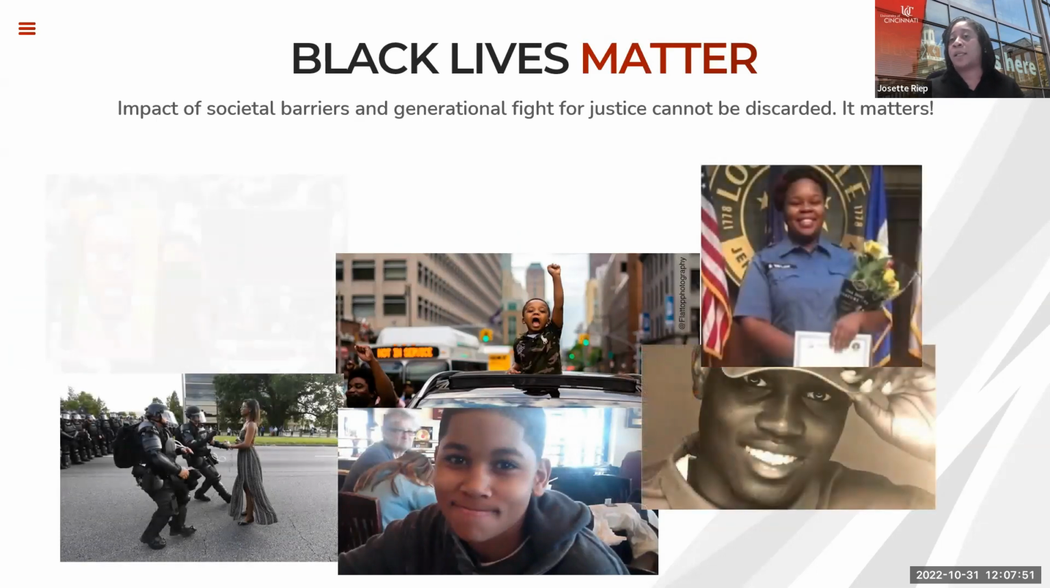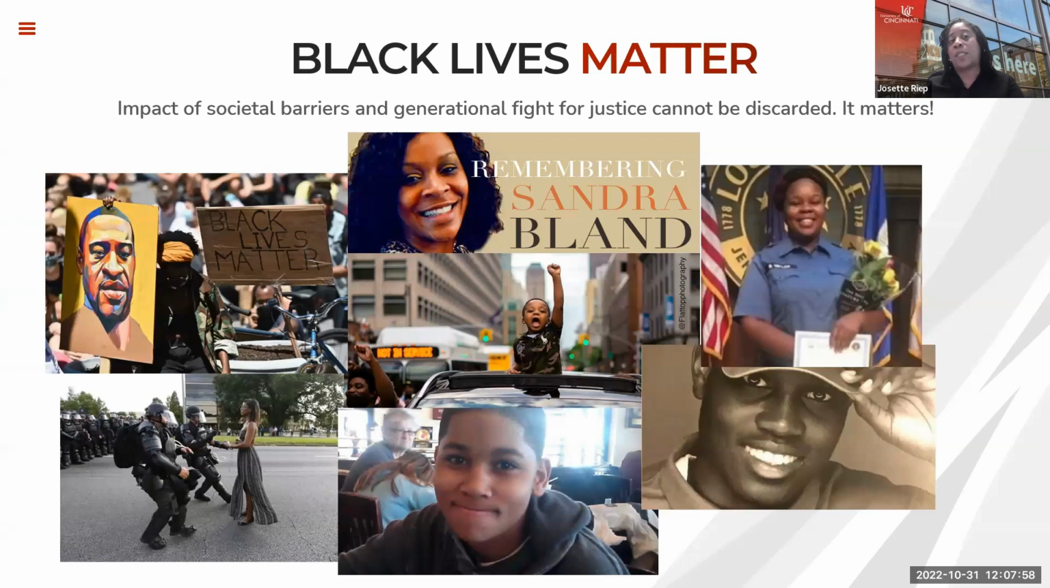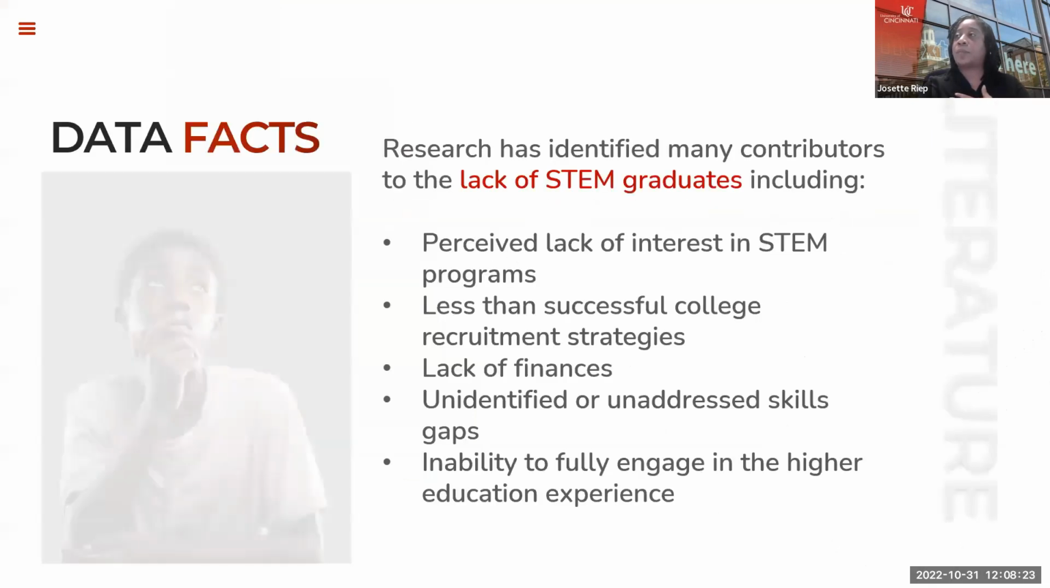And I do not think that it does any of us any good to believe that these societal factors aren't something that we need to take into consideration as we're both building engines and creating support structures for students. And so the research question is, how can you leverage AI in order to identify success patterns that ultimately help? In this case, I'm studying African Americans, but what you'll see is that there are many groups that would benefit from this based on their personal experiences.